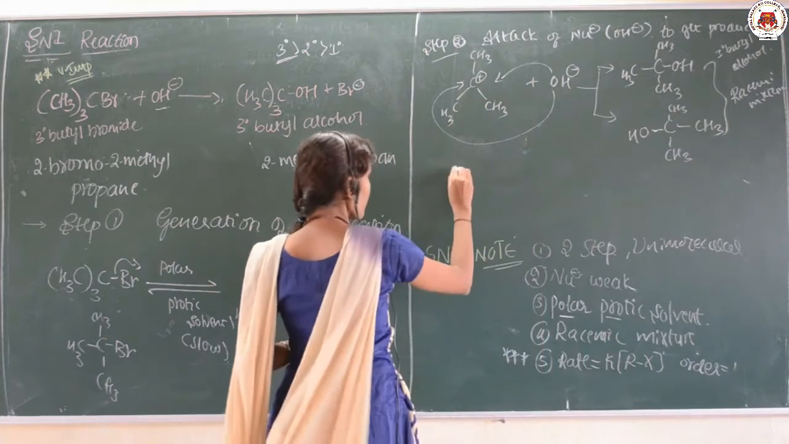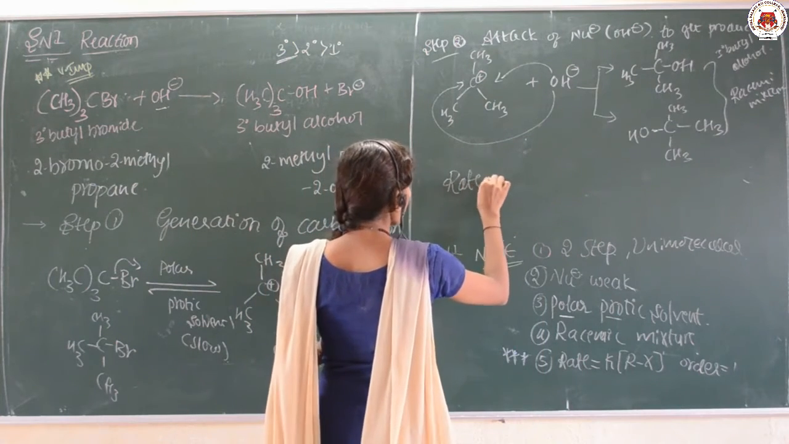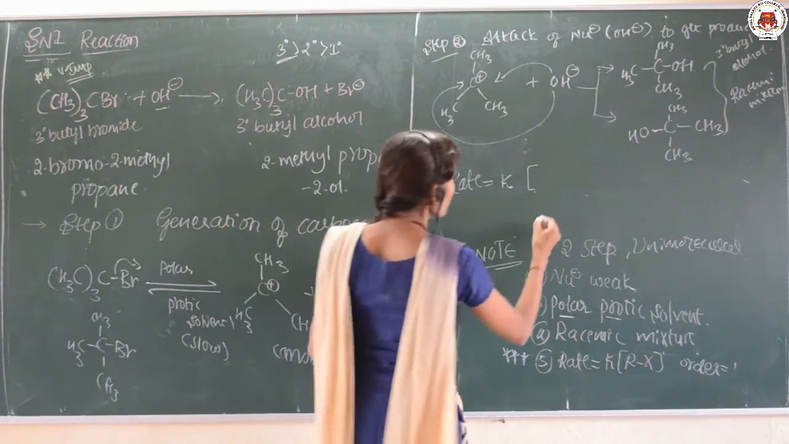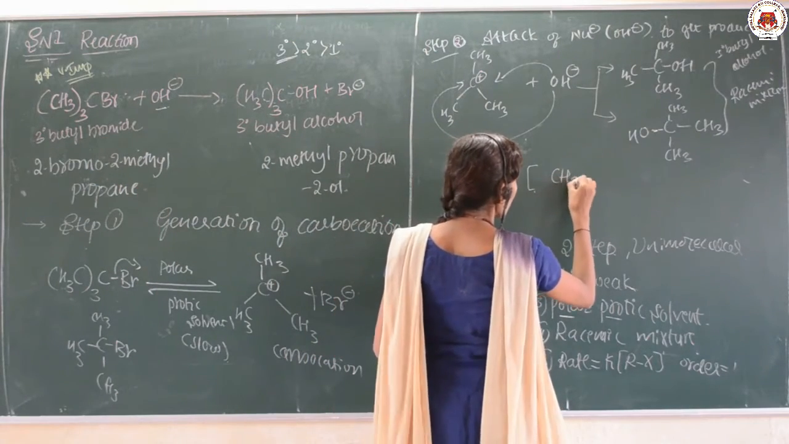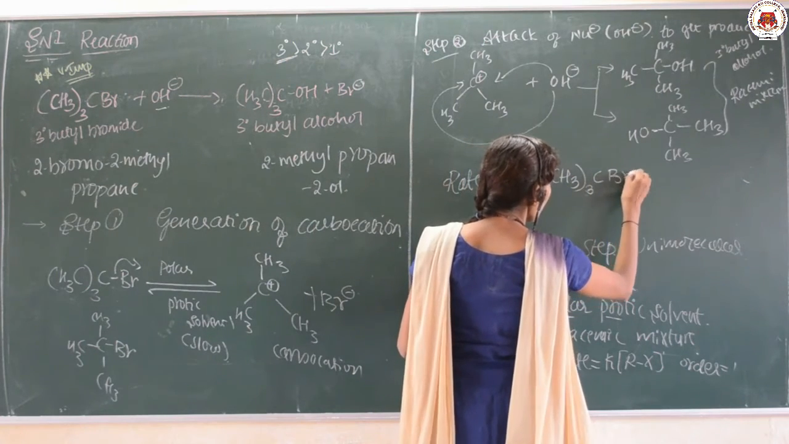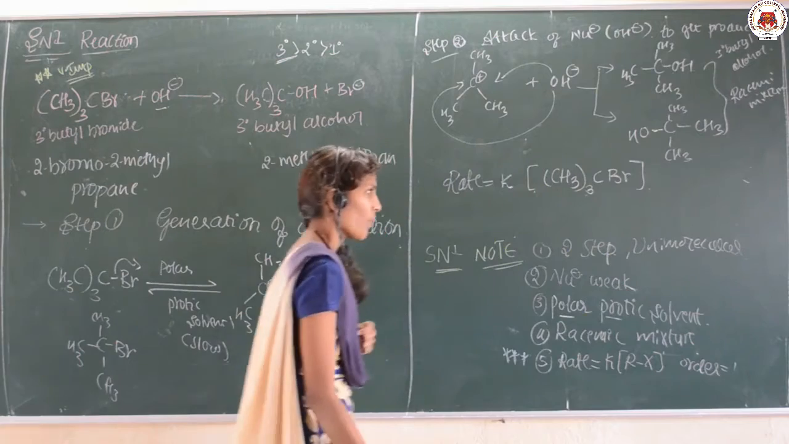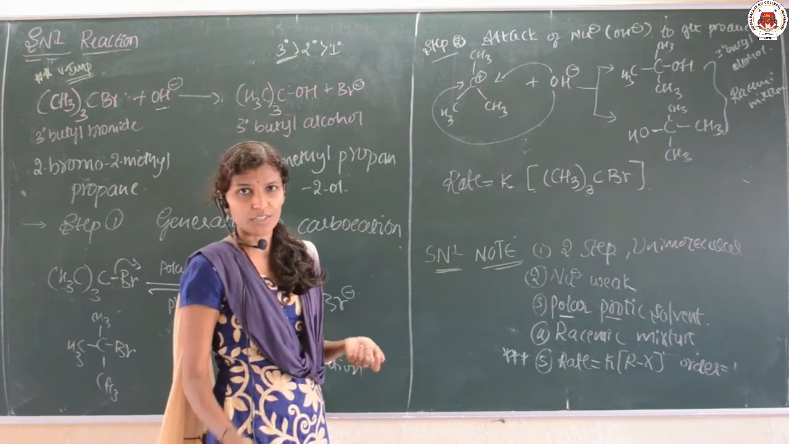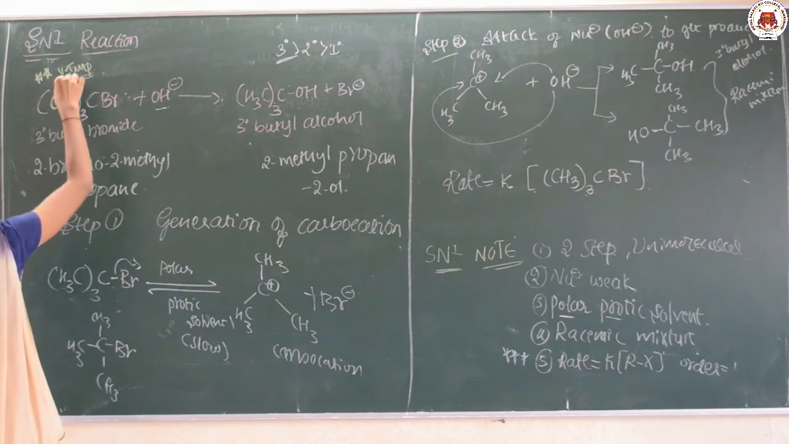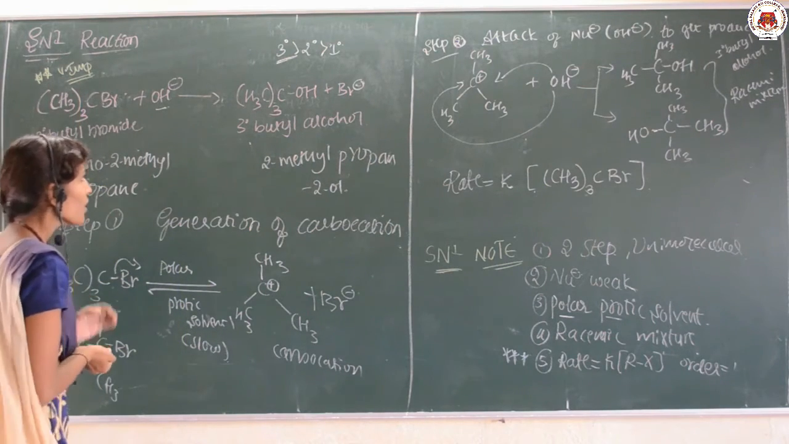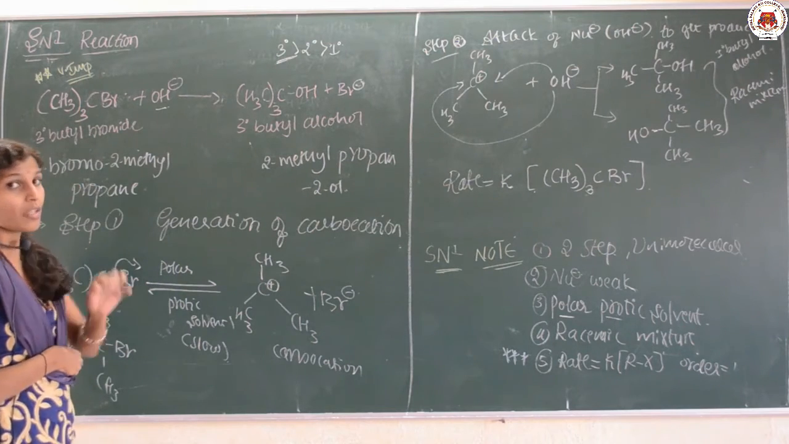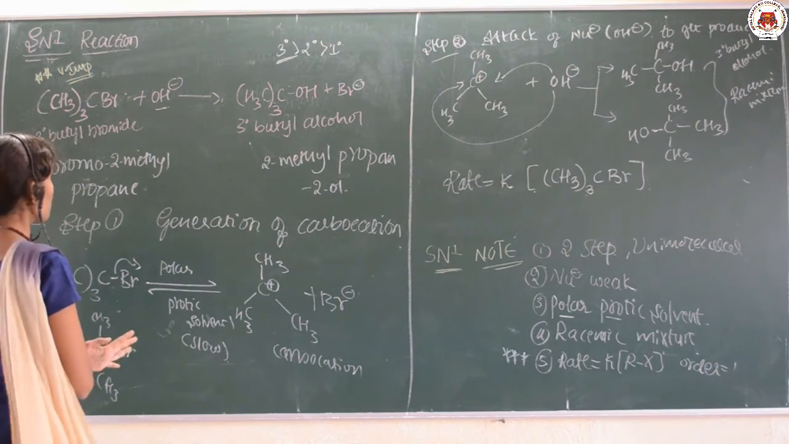And one more point here: the rate equals K times [(CH3)3CBr], the tertiary butyl bromide, and it is a first order reaction. So repeatedly I am telling you, the SN1 reaction is very important. Here the question they are going to ask you is: write the mechanism of the SN1 reaction by taking an example of tertiary butyl bromide.